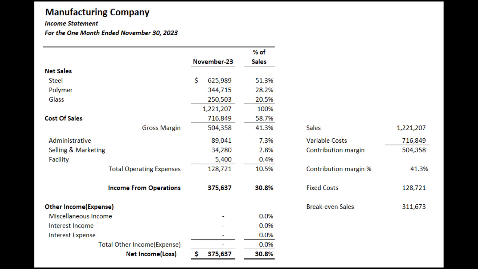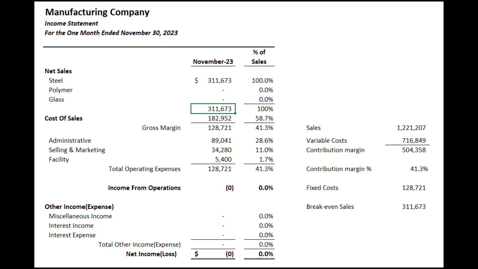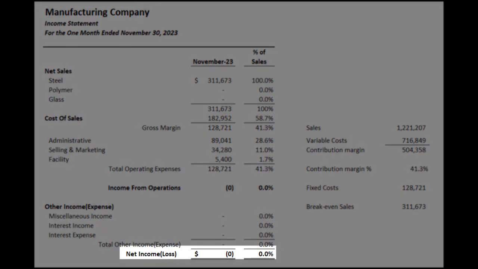So we're going to override all these sales numbers up here, and we're just going to assume the steel division was the only division that had sales, and it had sales of 311,000. So as we put our numbers in here, we'll say here's our $311,673 of sales, and we're going to say there's 0 in polymer and 0 in glass. As you can see, down here in the net income area, our net income is equal to 0, which again, is how this formula works.